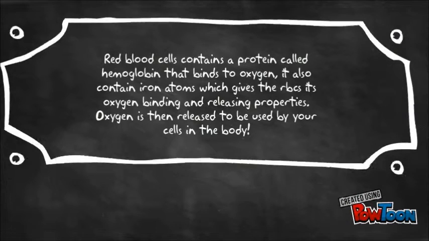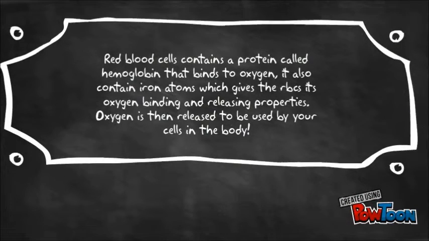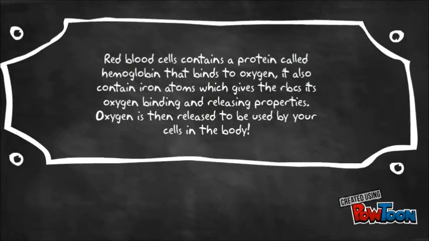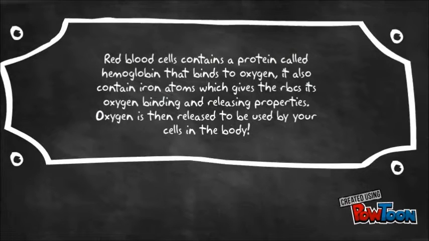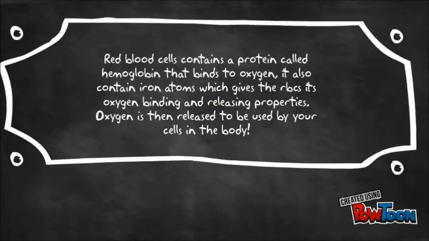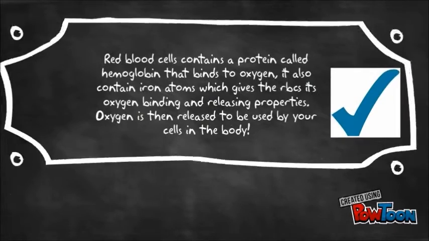So remember, red blood cells contain a protein called hemoglobin that binds to oxygen. It also contains iron atoms, which give the RBCs their oxygen binding and releasing properties. Oxygen is then released to be used by your cells in the body. And that's how red blood cells carry oxygen.